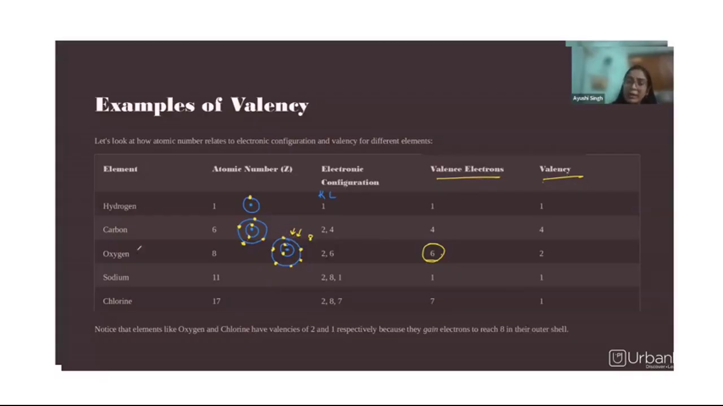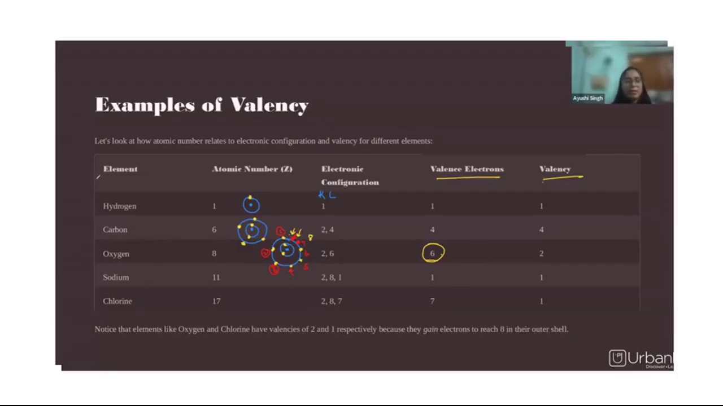That means if it takes only 2 new electrons from someone or some atom, it will complete its octet. That means 1, 2, 3, 4, 5, 6, 7, 8 electrons will be filled. So that is what we mean by that. I'll explain one more to you. Let me just explain maybe chlorine to you.